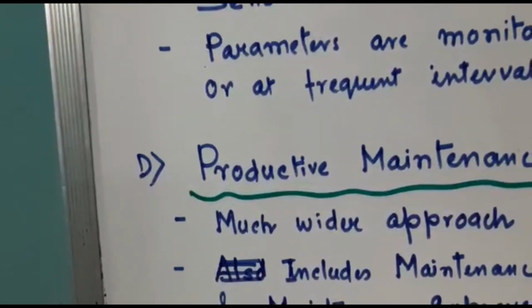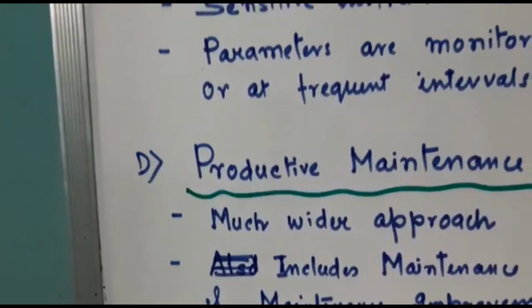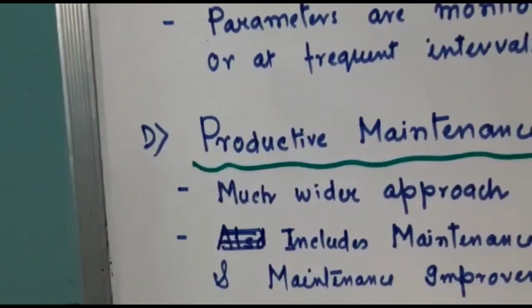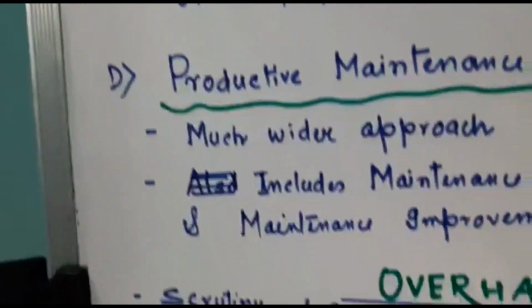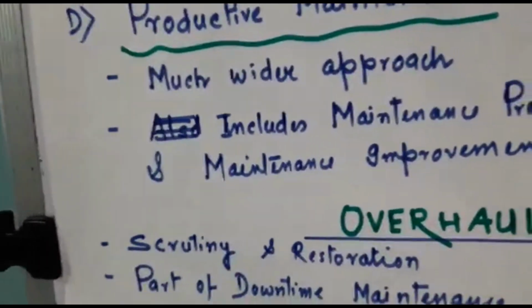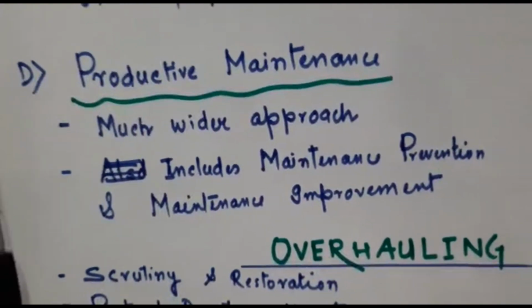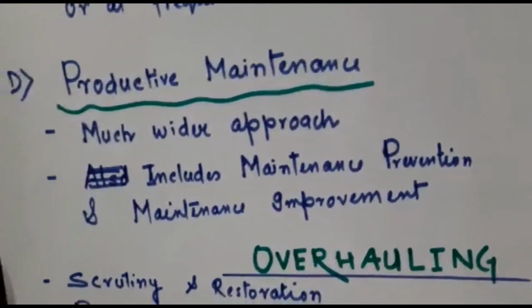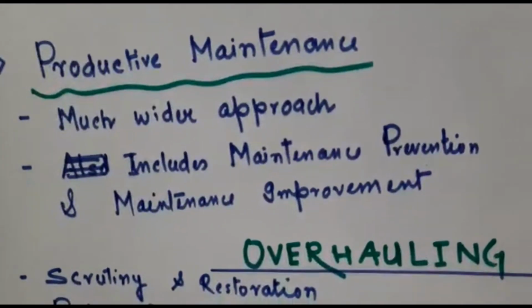And how is it done? Weaknesses of the current machine are thoroughly studied and are incorporated before commissioning equipment. So all the weaknesses in the current machine are studied, and all those are removed or curtailed in the design of the new machines. So that is called maintenance prevention.